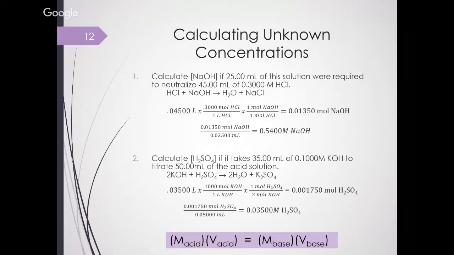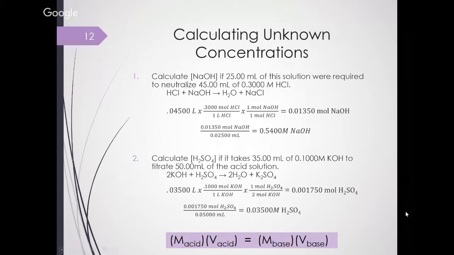So, calculating unknown concentrations. Calculate the concentration of sodium hydroxide if 25.00 milliliters of this solution were required to neutralize 45.00 milliliters of 0.3000 molar hydrochloric acid. So first we need to write a balanced equation showing the neutralization reaction. Then we have to make sure we're in liters. So we convert our 45 milliliters to liters. And we pay attention to the fact that this is the volume of hydrochloric acid, not of my base.